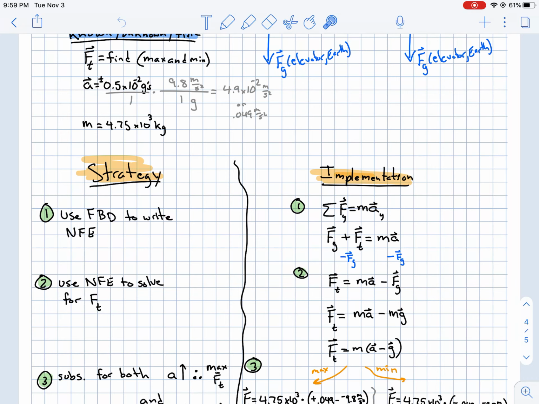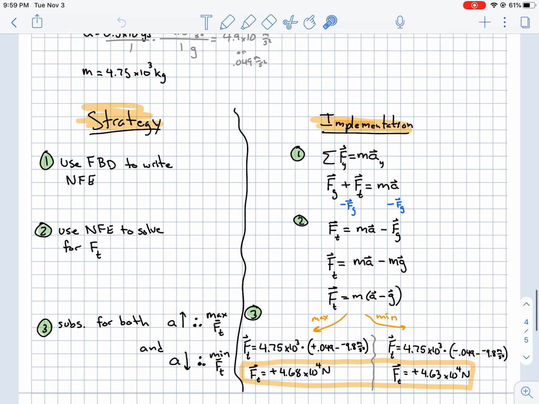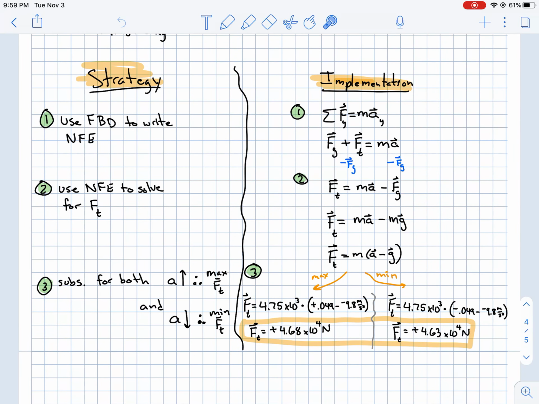Doing some algebra, I'm trying to isolate the force of tension, and I end up with the force of tension being equal to the mass times acceleration plus the force of gravity. And we made a substitution here, going from the force of gravity to mass times g. Then we can also pull out the m because it's common between here and here. And then it's a matter of substituting in numbers.